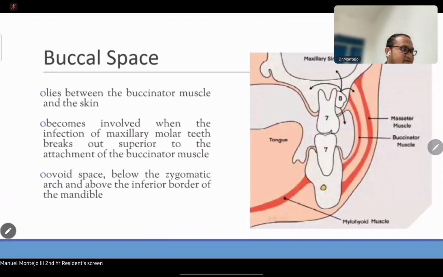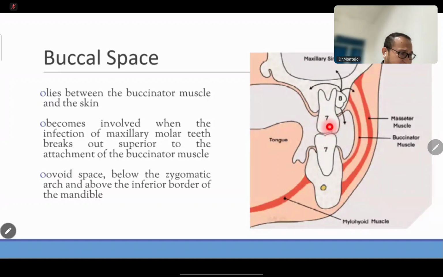So next would be your buccal space. This space lies between the buccinator muscle. This is your muscle, buccinator. This is a coronal cut view. Then the teeth involved would be your maxillary molar teeth.